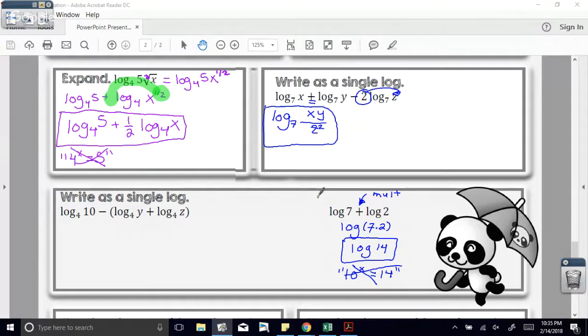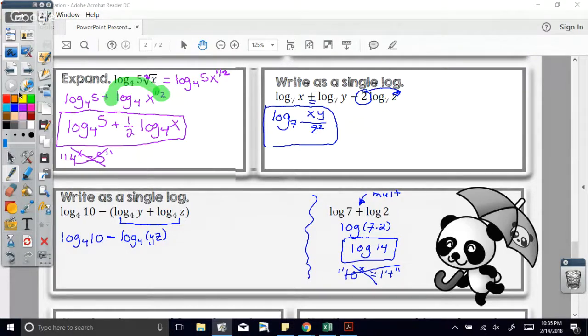Okay, so last complicated one. We have log base 4 of 10 minus log base 4 of y plus log base 4 of z. So I'm going to start here. The log base 4 of y plus log base 4 of z becomes log base 4 of y times z. So I'm going to leave this. Okay, so we have log base 4 of 10 now minus log base 4 of yz.